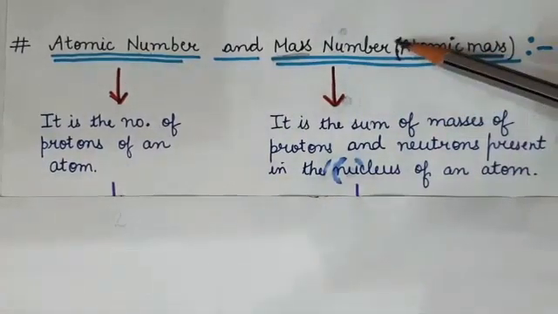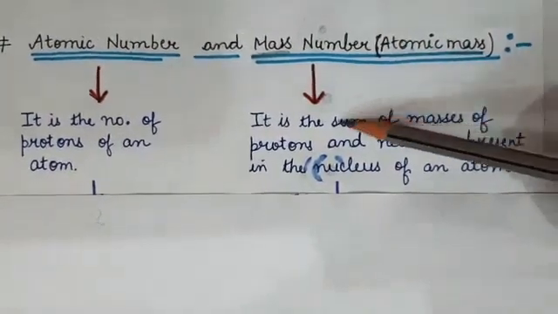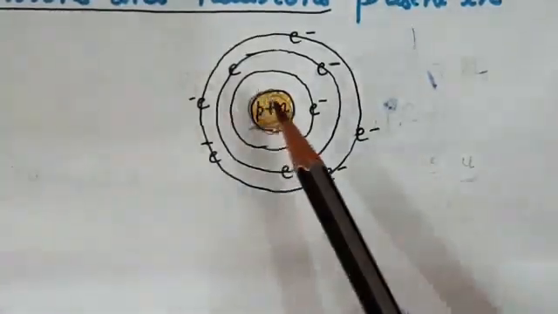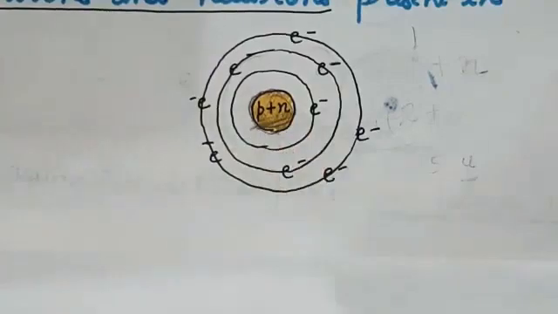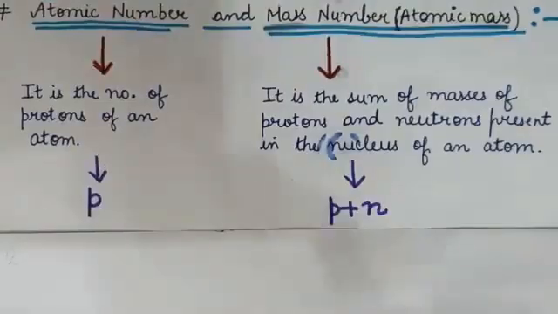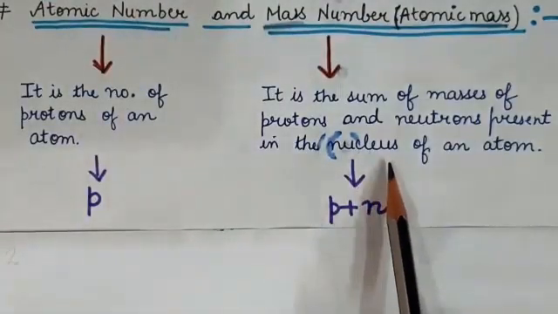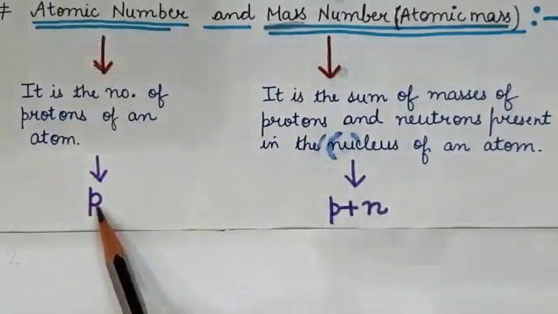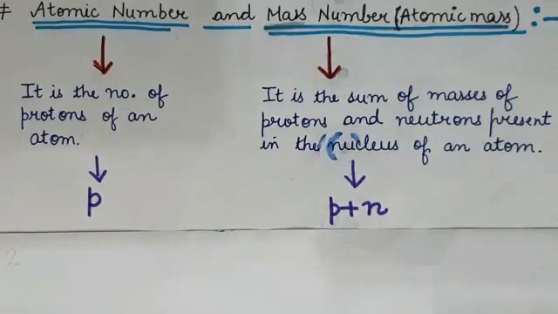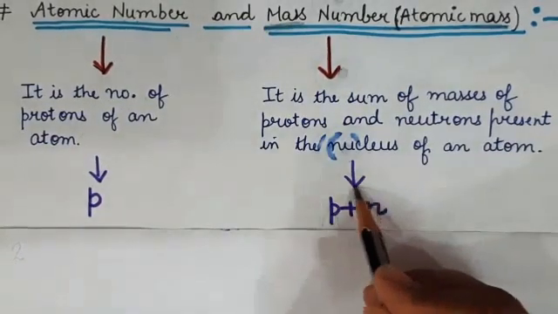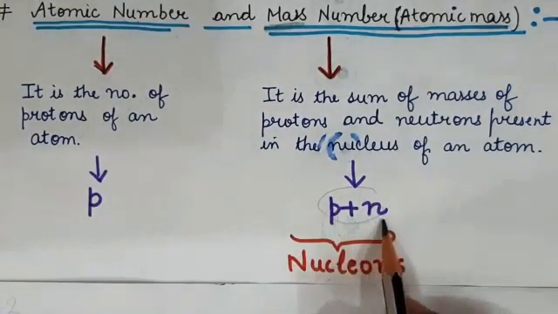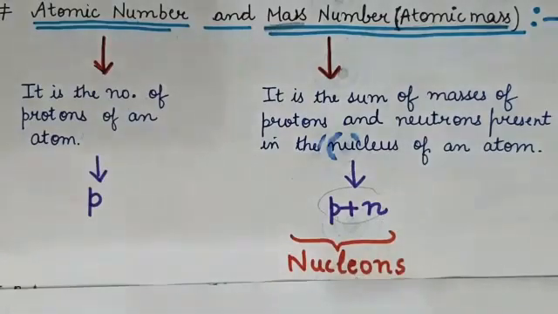And what is mass number? It is the sum of masses of protons and neutrons present in the nucleus. I told you, inside the nucleus protons and neutrons are present. So what is mass number? Sum of protons plus neutrons inside the nucleus of an atom. So atomic number is P, proton. Mass number is P plus N, proton plus neutron. And there is one term given collectively to these, that is nucleons. What are nucleons? Protons plus neutrons are called nucleons. Clear?